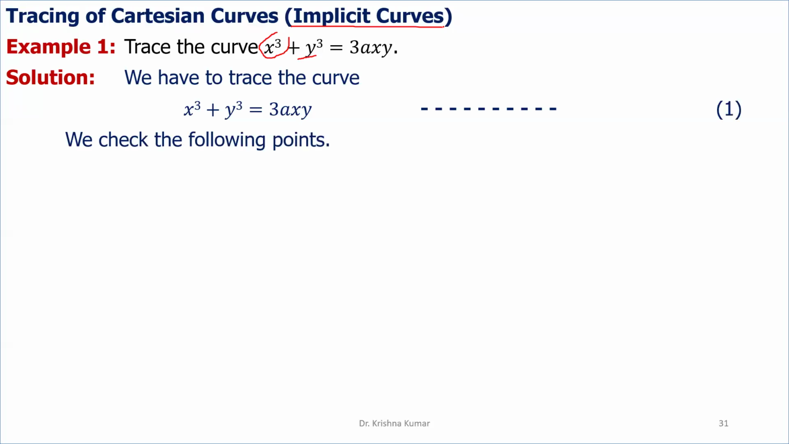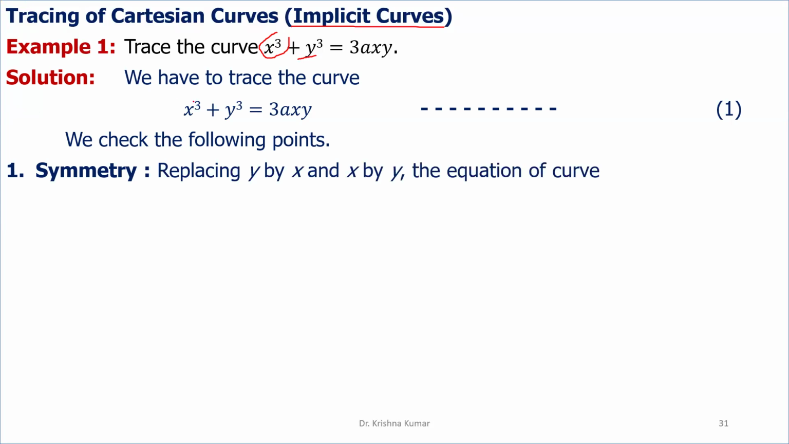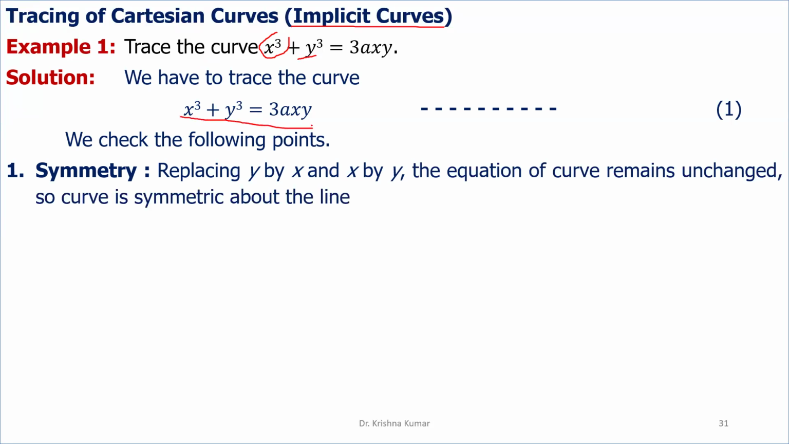We need to check the following points if we want to trace this curve. The first point is about symmetry. Now here, since the powers of x and y both are not even, this curve is not symmetric about the x-axis, not symmetric about the y-axis, not symmetric about both the axes. Also, if we replace x by minus x and y by minus y, the equation of the curve will change, so it is also not symmetric about the opposite quadrant.